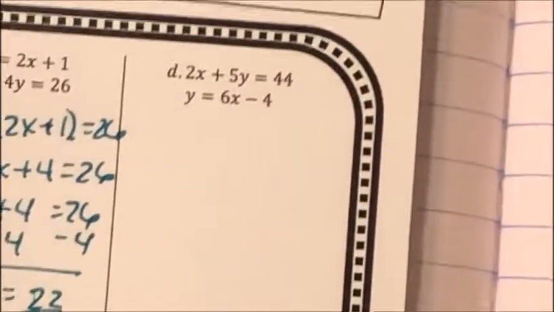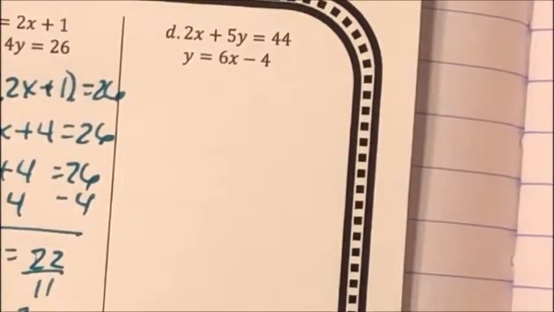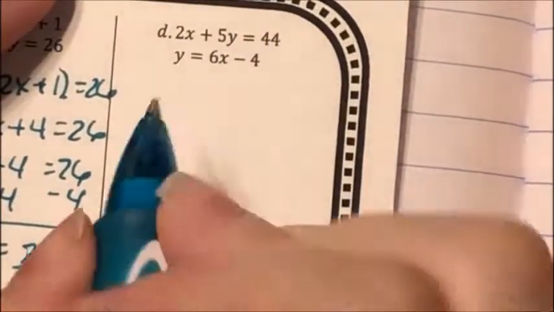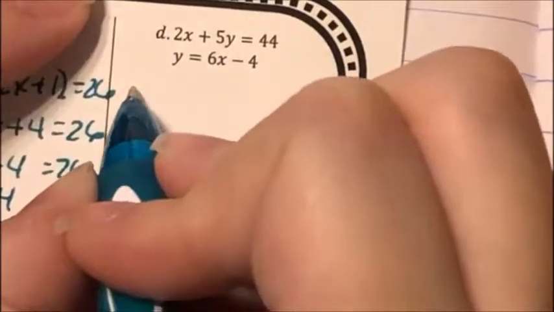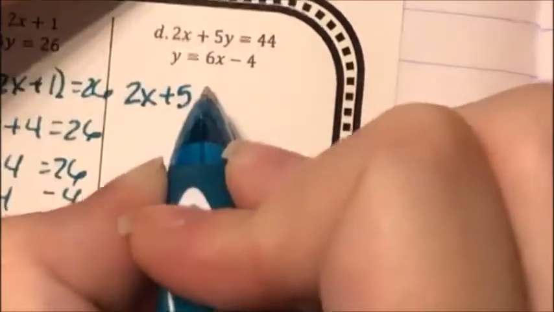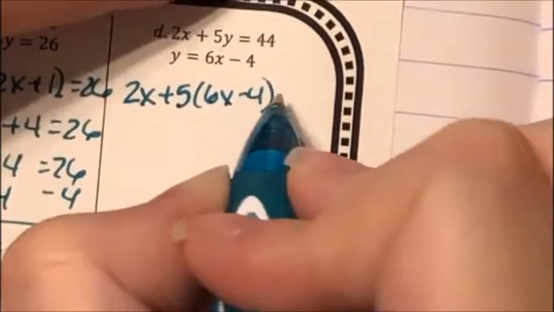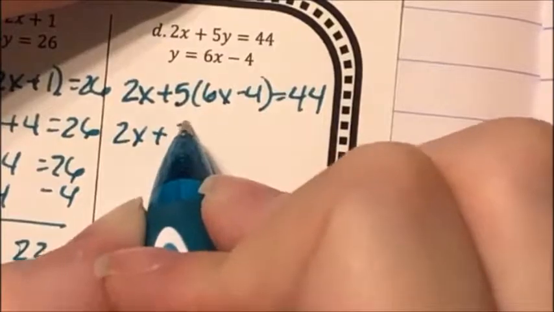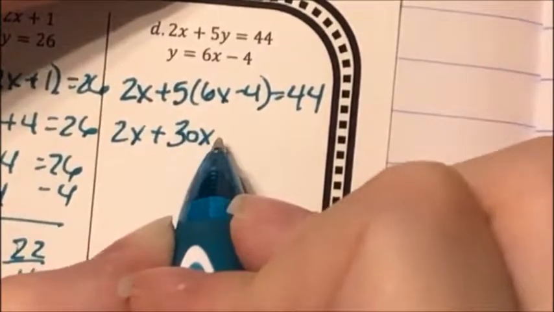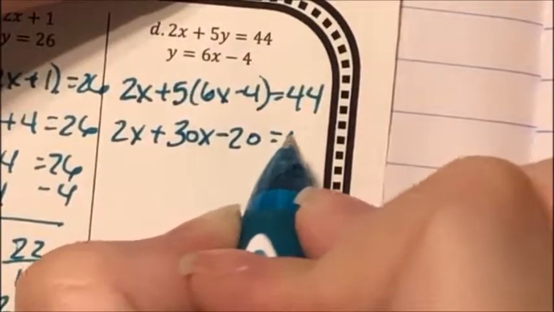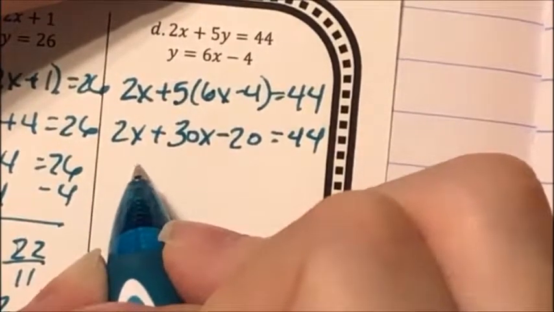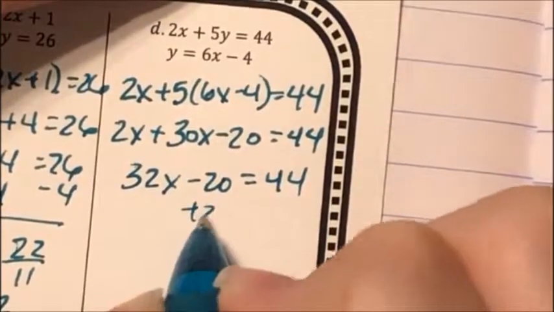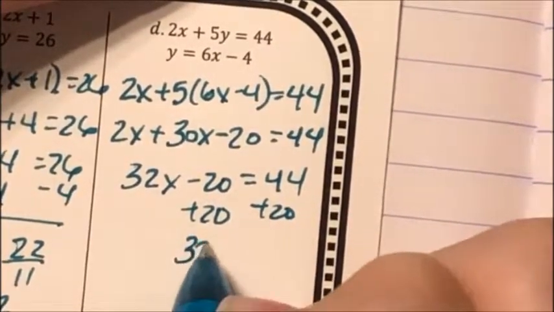For letter D, I have 2x plus 5y equals 44. Y equals 6x minus 4. So I'm going to go ahead and plug the second equation into the first. So 2x plus 5 times (6x minus 4) equals 44. I use the distributive property. 5 times 6 is 30x. 5 times 4 is 20. Okay. 2x plus 30x is 32x. Minus 20 equals 44. I add 20 to both sides.